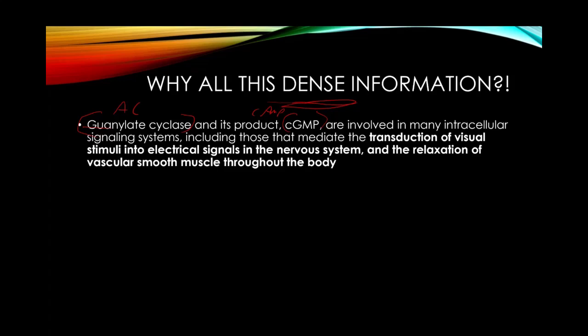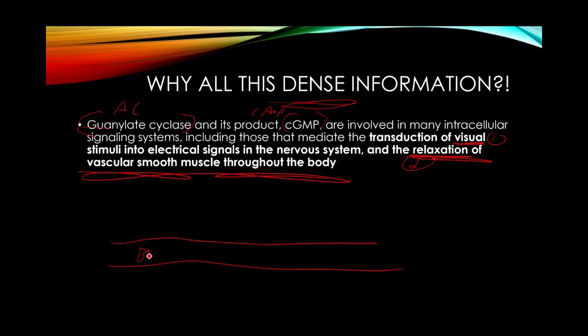The two highest yield pathways that involve this are what we just talked about, visual stuff, and then, probably even more important, relaxation of vascular smooth muscle throughout the body. Remember when I talked about the mechanism of vasodilation at blood vessels? Endothelial cells have these muscarinic receptors. Acetylcholine binds, parasympathetic nervous system. You end up getting nitric oxide. The mechanism by which nitric oxide relaxes smooth muscle and produces vasodilation is through intracellular signaling involving guanylate cyclase and cyclic GMP. And there are a ton of drugs that act on these processes.